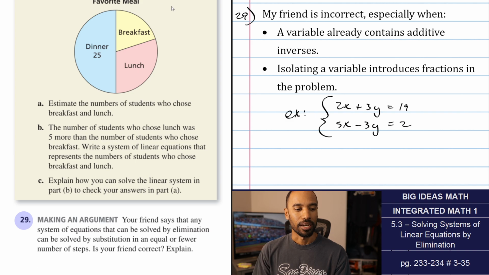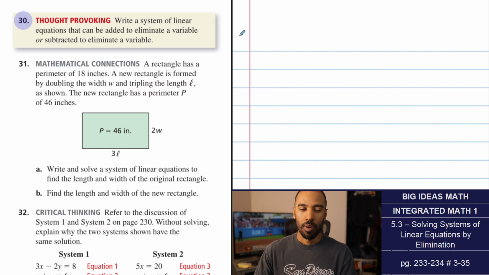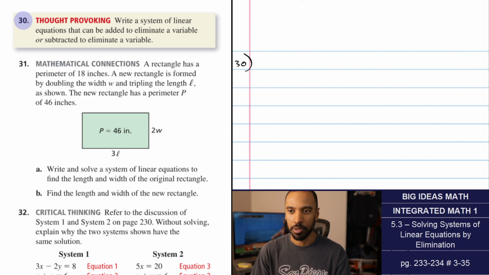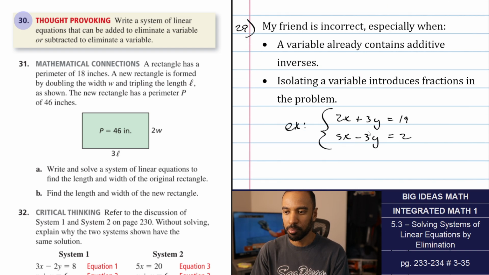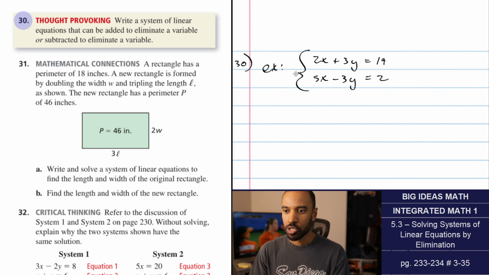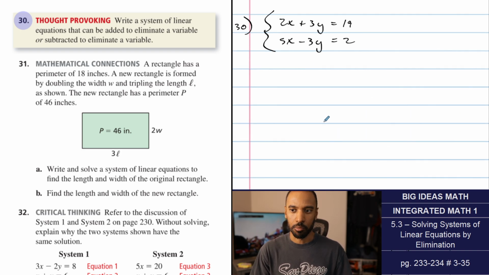All right, number 30. Thought-provoking. Write a system of linear equations that can be added to eliminate a variable or subtracted to eliminate a variable. Well, I just did one, so I'm going to copy and paste it over. I'm not going to spend more time on a problem I don't have to. So if I can add to eliminate a variable, there it is. Y will eliminate if I add down the lists right now. I don't have anything more to say.